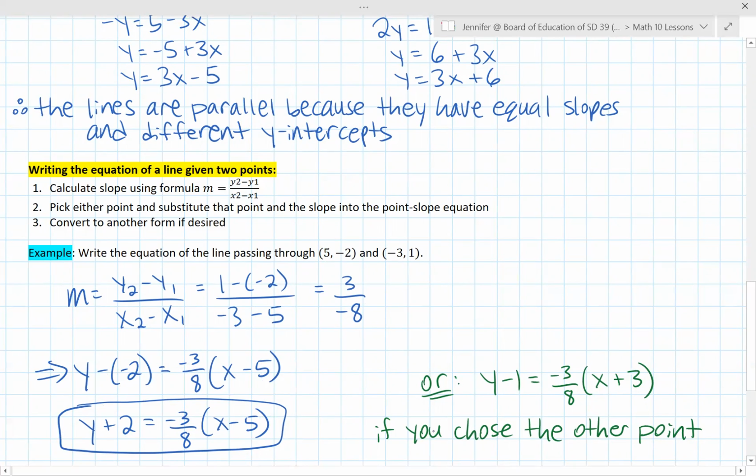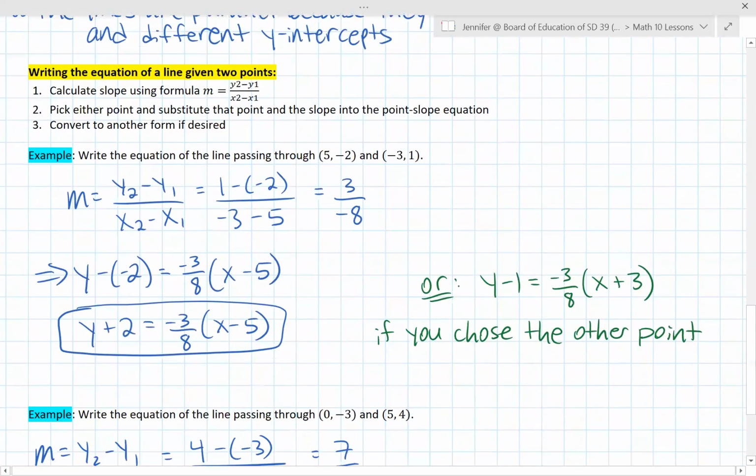Or you could have done it in green over here. If you had picked the second point, that's okay too. You sub in your x and your y values, and that's the equation you would get. So although these look different, it represents the same line.